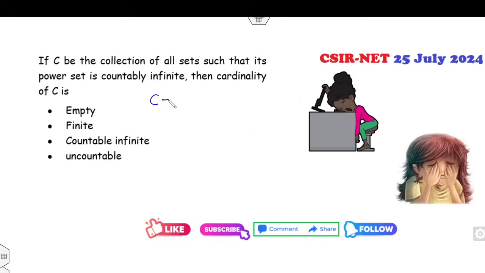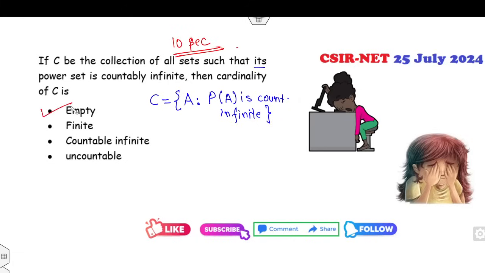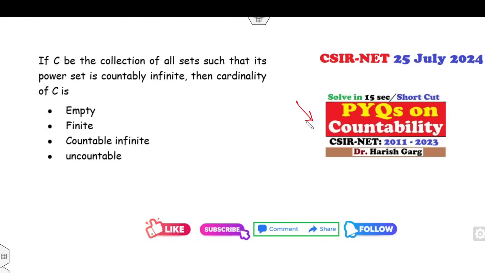Let C be the collection of all those sets such that its power set is countably infinite. Then what will be the set C? How can you solve this question in 10 seconds? I get the answer quickly: it is empty. Why? If you watch my lecture on the PYQ of countability, you can get your answer in 10 seconds.